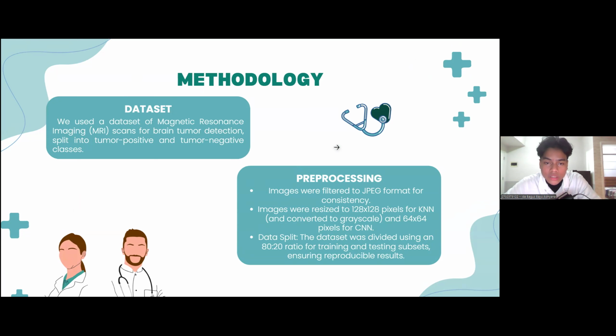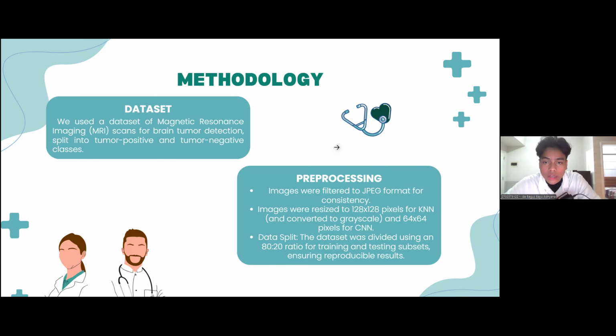Now, moving on to the methodology. For our methodology, we used a dataset of MRI brain scans categorized into tumor positive and tumor negative cases. We implemented several pre-processing steps to standardize the data, and all images were converted to the JPEG format and into an RGB color space. For the KNN model, images were resized to 128 by 128 pixels and converted into grayscale. On the other hand, CNN images were resized to 64 by 64 pixels. And finally, we split the data into 80% for training and 20% for testing, using stratified sampling to ensure balanced distribution.